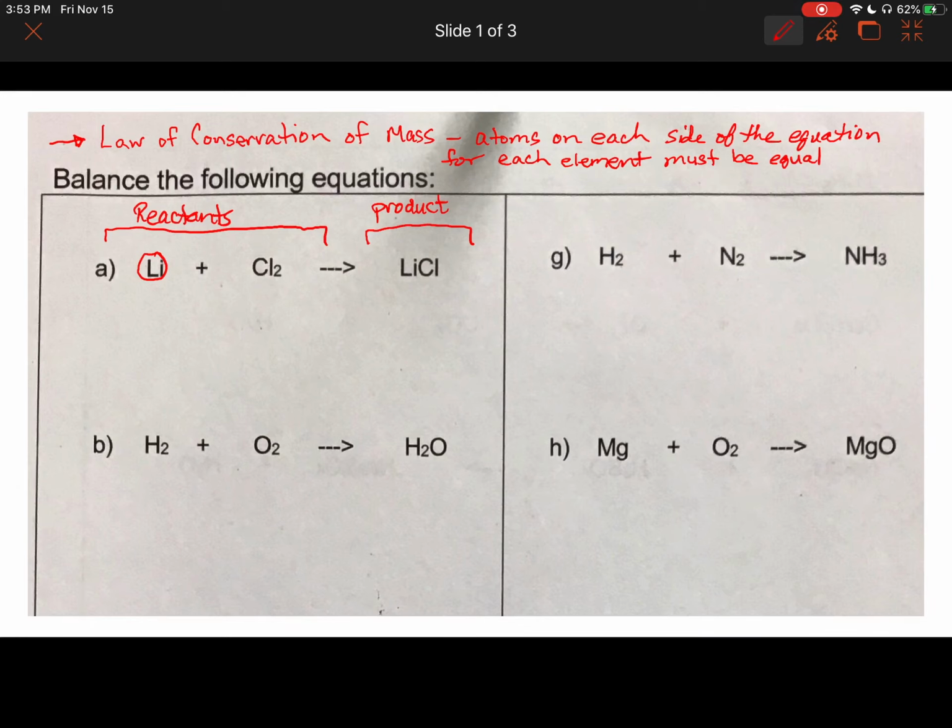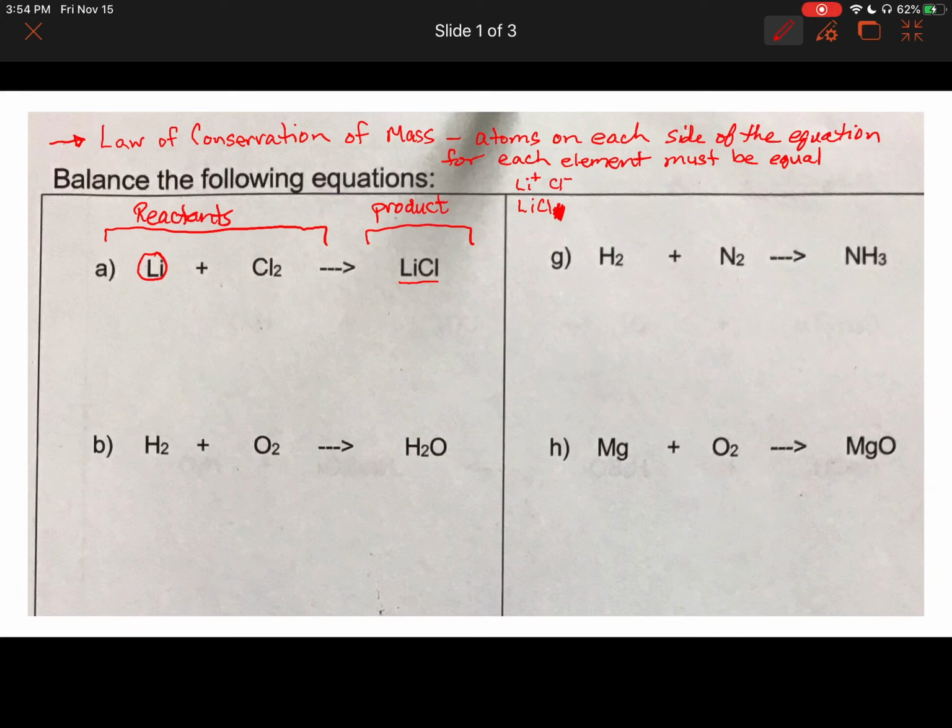So one of the rules with balancing equations is we can't change the formula. For example, the formula for lithium chloride is LiCl. And the reason is because Li has a +1 charge and Cl has a -1 charge. So with opposite and equal charges, that makes the formula for lithium chloride LiCl. So we cannot change the formula by adding subscripts or anything like that. So that's not allowed.